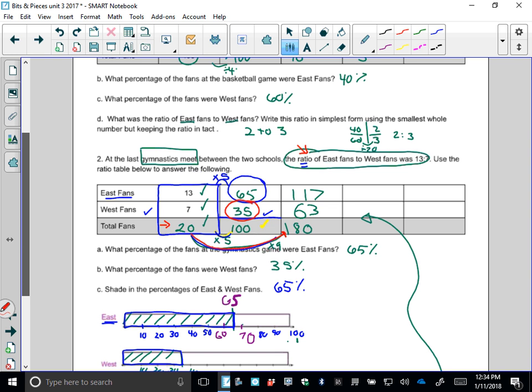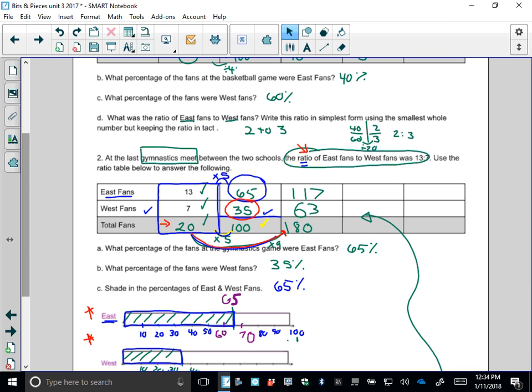We also did a little review of percent bars. It's sort of an elementary school review, but it's a very nice visual to give you an idea of how much a certain percent is. That's it.